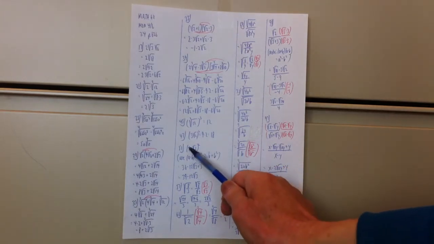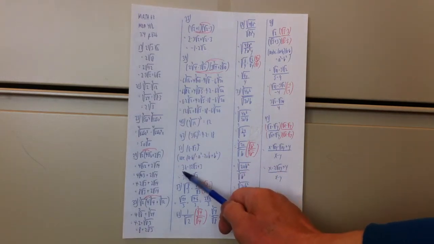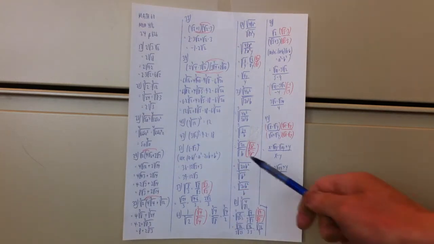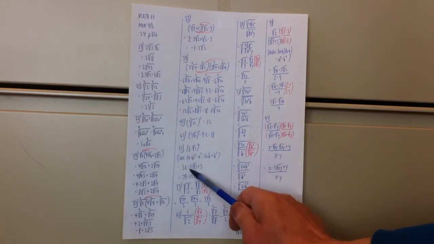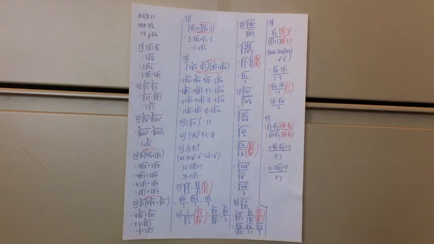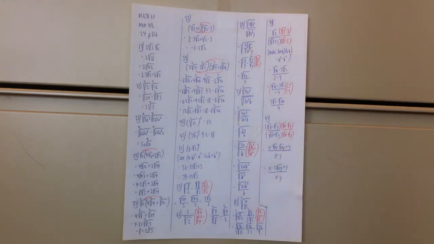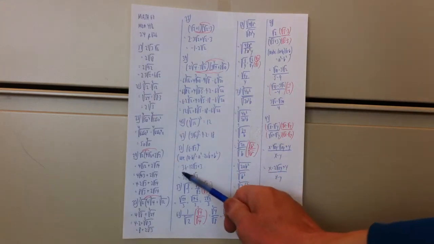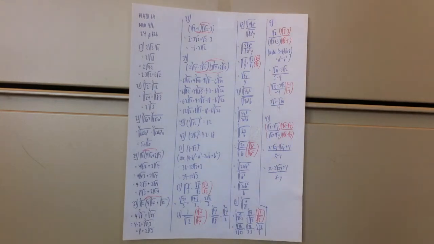So 6 is playing the role of a, radical 3 is playing the role of b. So I'm doing a squared, 6 squared is 36, minus 2ab, so minus 2 times 6, which is 12, times radical 3, so minus 12 radical 3, plus b squared, radical 3 squared is just 3. And I combine 36 plus 3, giving me 39, so 39 minus 12 radical 3.